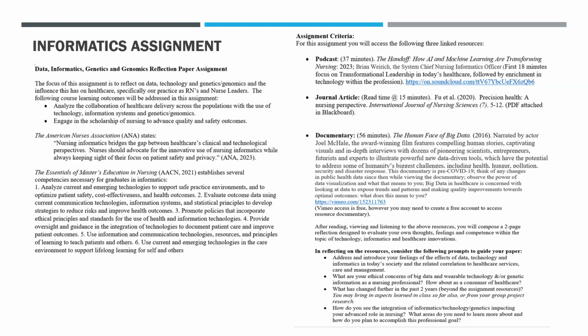The journal article. The journal article is from 2020. It's pretty recent, but again, it's really talking about precision in the genomics and the genetics portion. Where are we going? What does precision health mean?